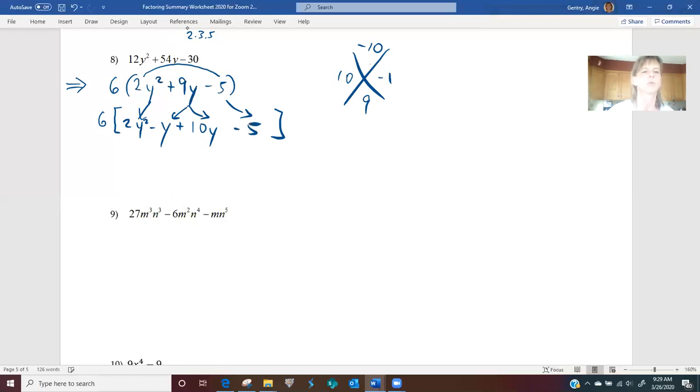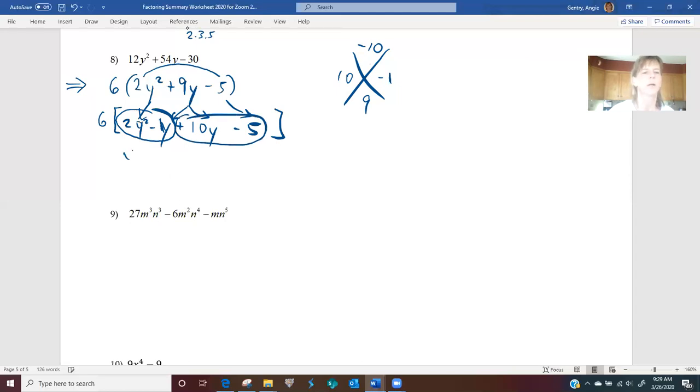And it might help you to just do a 1y here. So 2y squared minus 1y plus 10y is 9y, true. And then you have that -5. So you change nothing except you split the middle term up. And then you're going to double bubble this.